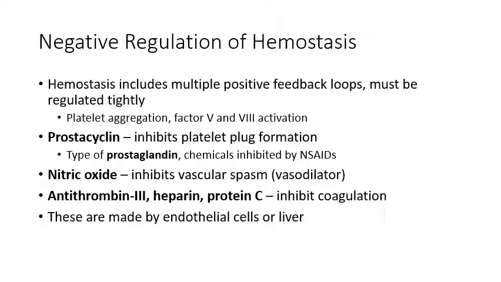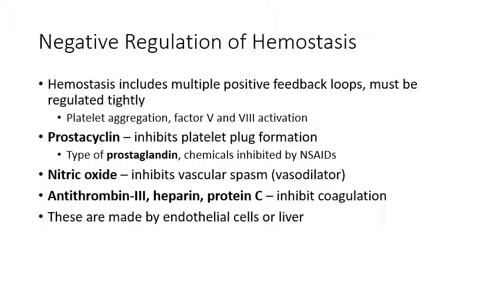Then you also have nitric oxide that's also released by the endothelial cells. Nitric oxide is a vasodilator, which means it makes the muscles in the walls of the blood vessels relax, and then the blood vessel will get larger in diameter. So nitric oxide prevents vascular spasm from occurring, and it lets the blood vessels regulate their size at a local level without the nervous system being involved.